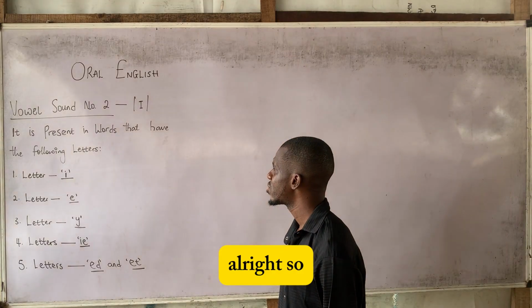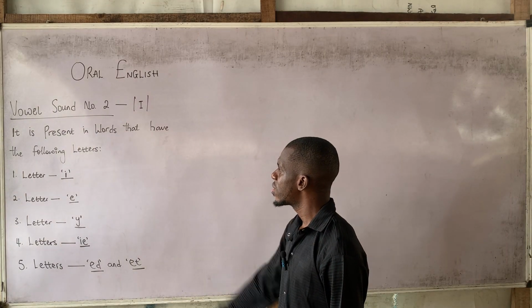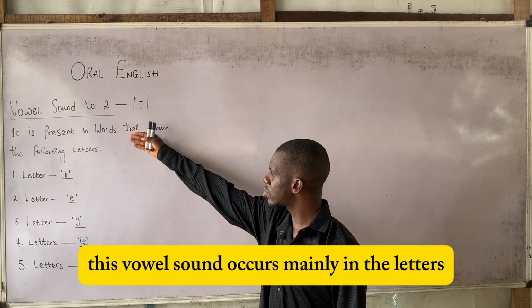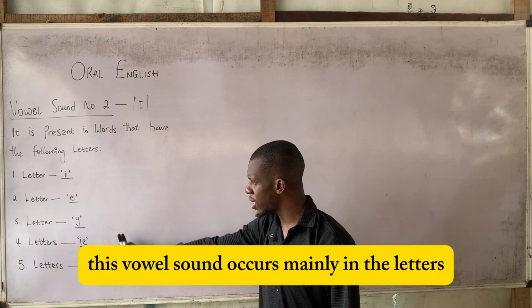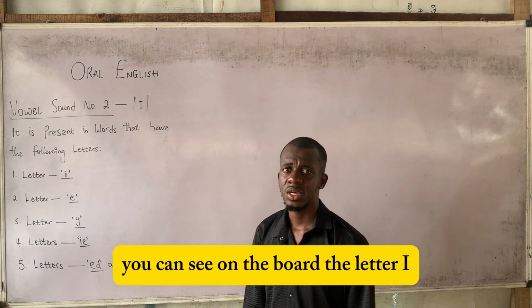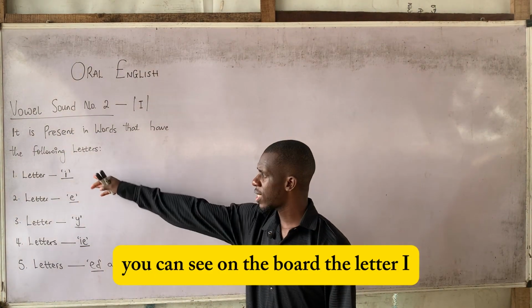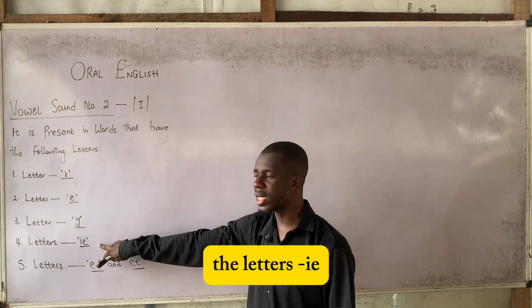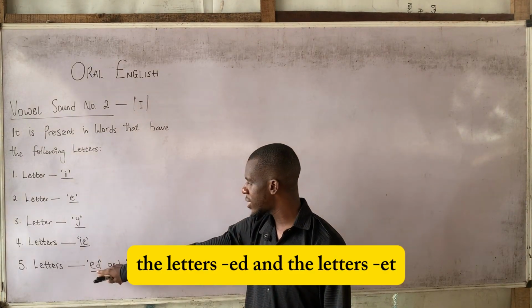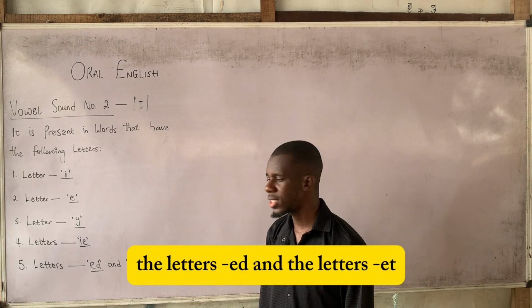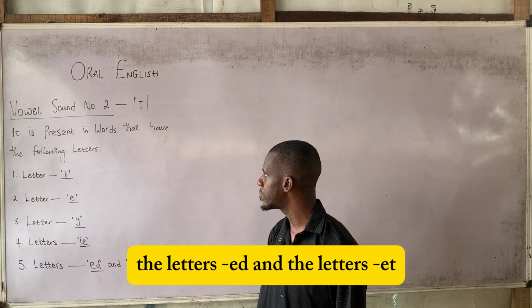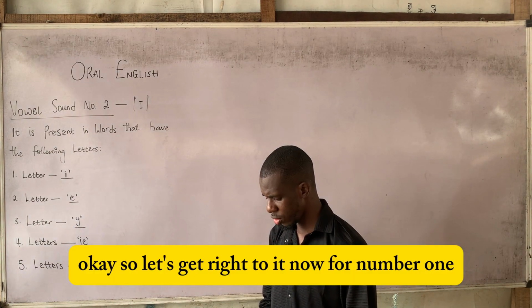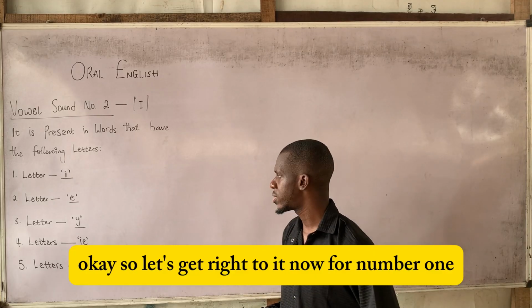So this vowel sound occurs mainly in the letters you can see on the board: the letter I, the letter E, the letter Y, the letters IE, the letters ED, and the letters ET. So let's get right to it.